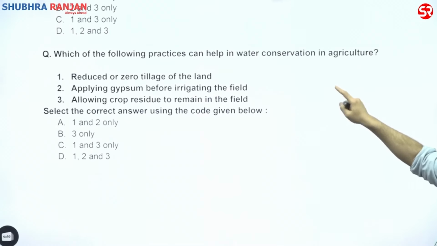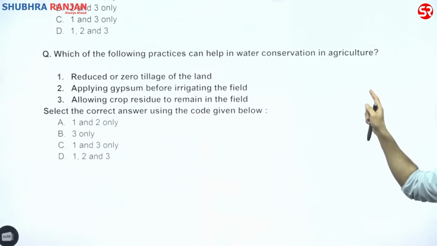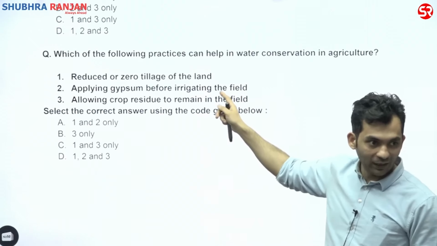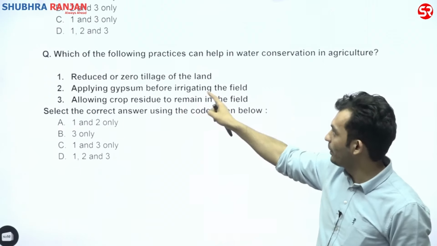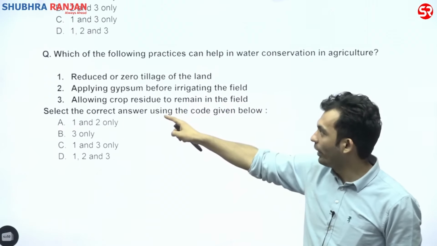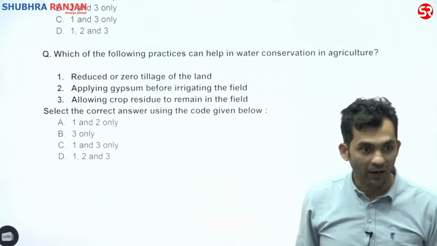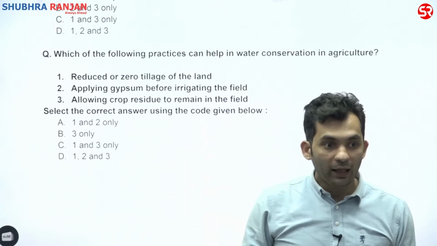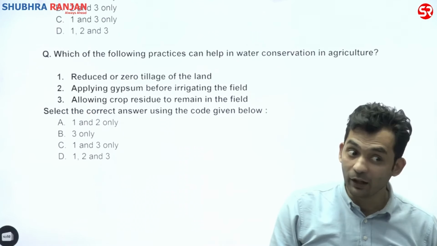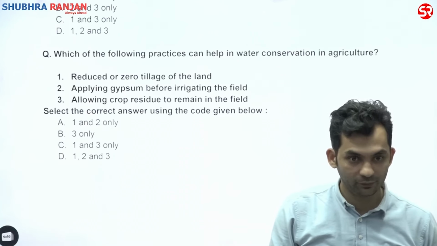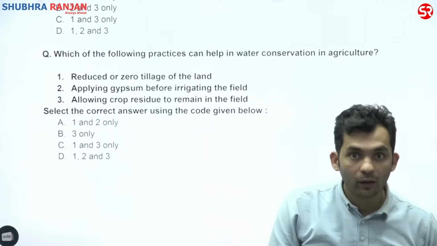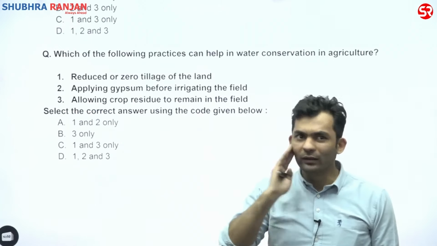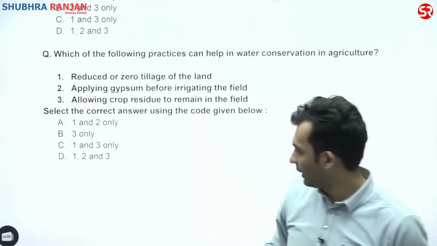Which of the following practices can help in water conservation in agriculture? Reduced or zero tillage of the land, adding gypsum before irrigating the field, or allowing crop residue to remain in the field. Why is it wrong? Yes, but why is it added? It is added to soils. But why is it added? No, the purpose is different. It is applied to soils, but the purpose is different.